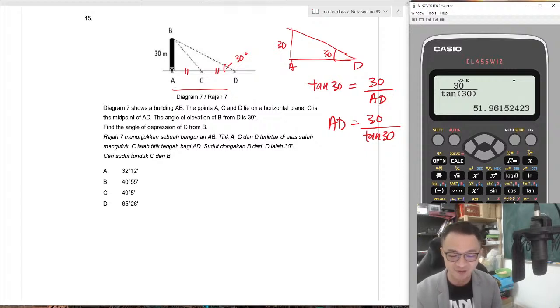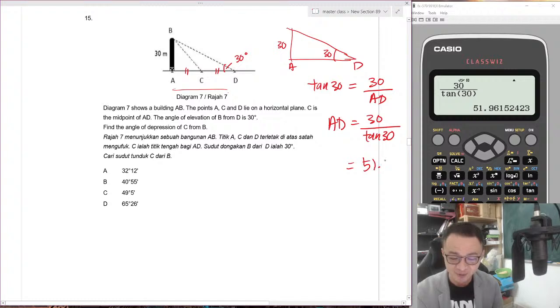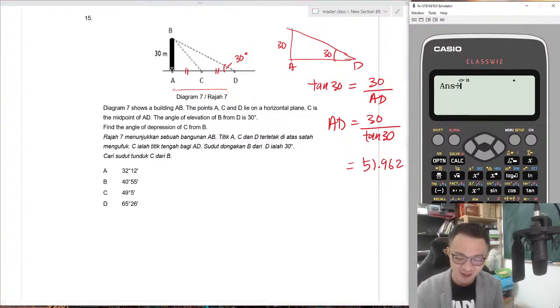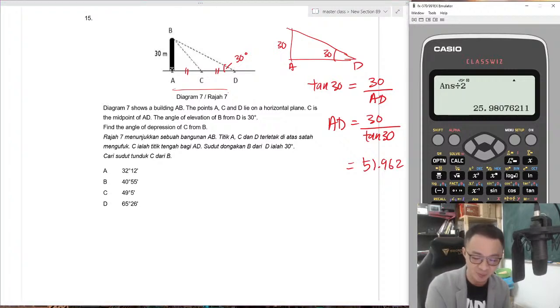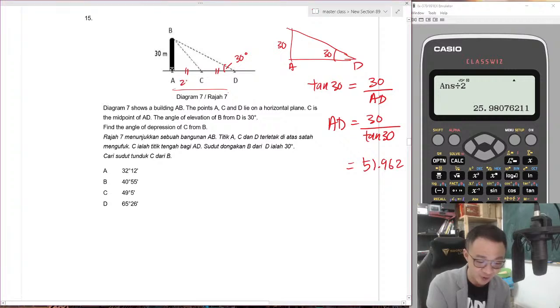I'm not sure I want to leave it in decimal lah. Because in SPM we seldom leave it in the third form. How many decimals do I want? Maybe 3 lah. 3 decimals should be enough. Alright, then I divide by 2 because that one is a midpoint, right? So this one should be 25.98. Okay, here is 25.98 as well.